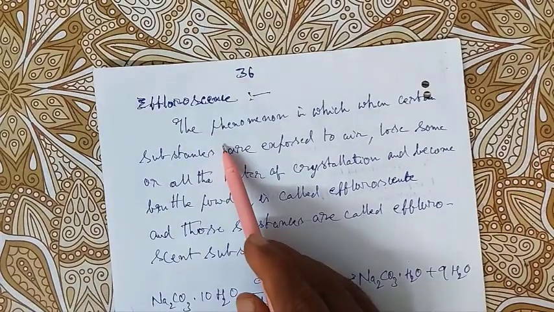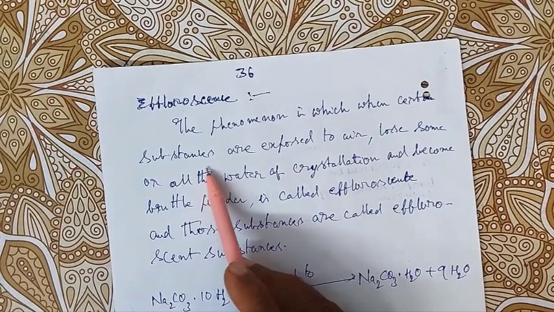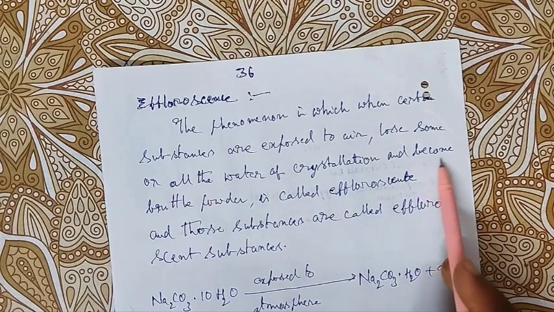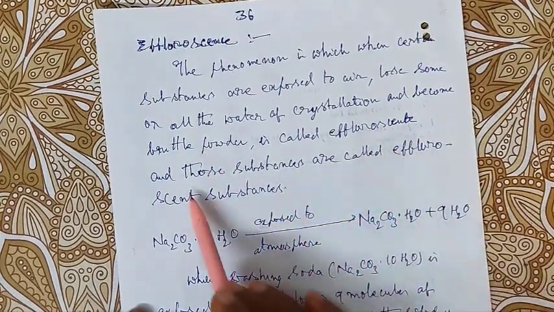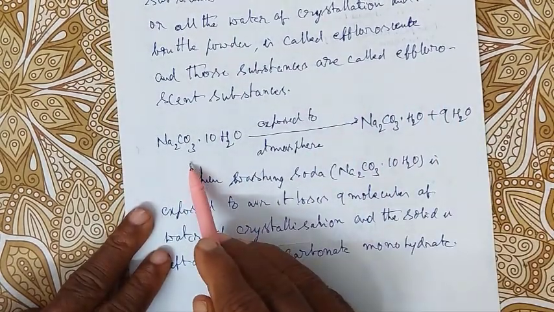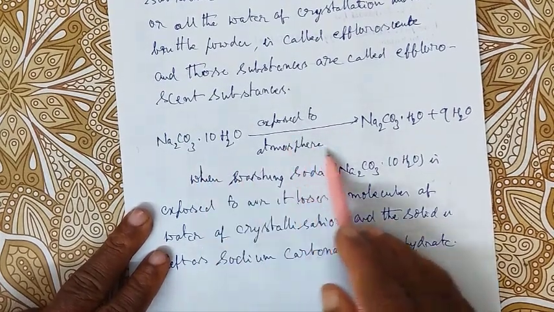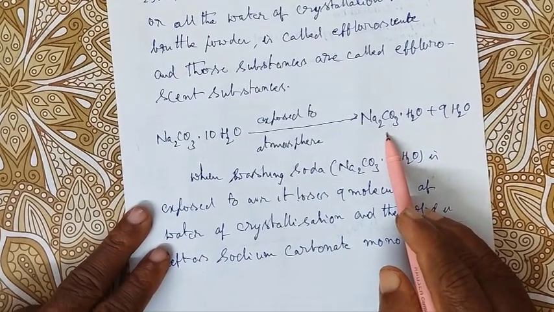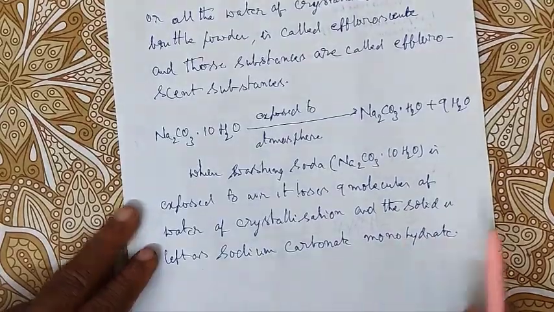Next, efflorescence: the phenomenon in which certain hydrated substances, when exposed to air, lose some or all of the water of crystallization and become a brittle powder is called efflorescence, and those substances are called efflorescent substances. When sodium carbonate decahydrate, that is washing soda, is exposed to the atmosphere, it loses 9 molecules of water of crystallization and becomes Na2CO3 H2O, which is a brittle powder.